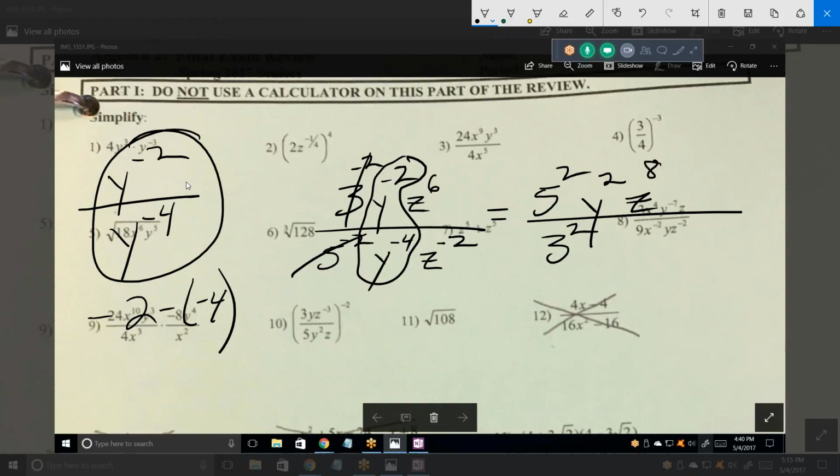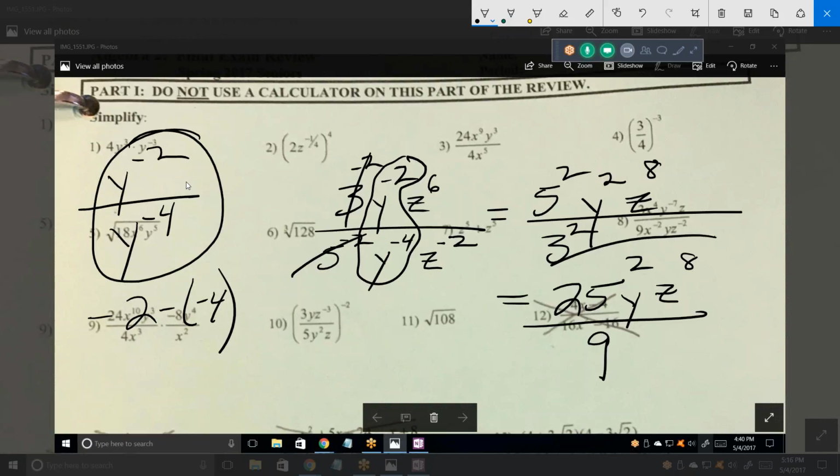Now, I don't see any negative exponents. So all I've got to do is simplify these numbers. What's 5 squared? 25. Times y squared times z to the 8th all over 9. There's your answer, all positive exponents.